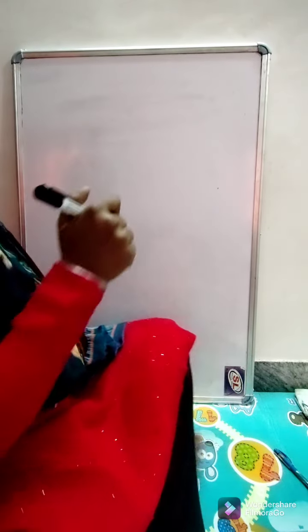How to solve a quadratic equation. The method which I am going to discuss with you all is the factorization method. We are going to solve quadratic equations by the method of factorization. The general form of a quadratic equation is ax square plus bx plus c is equal to 0.